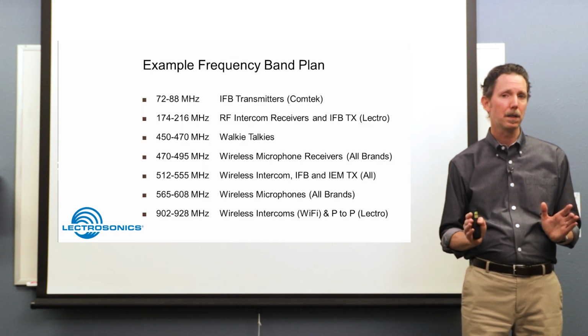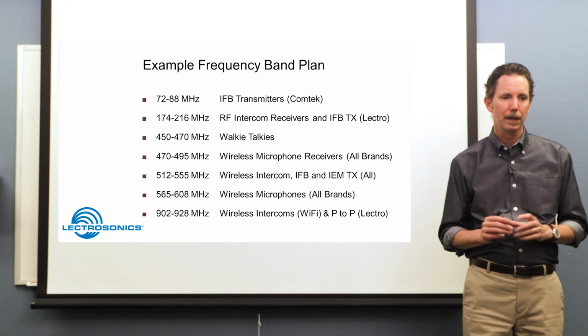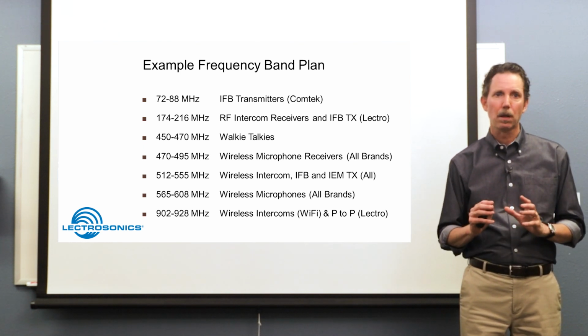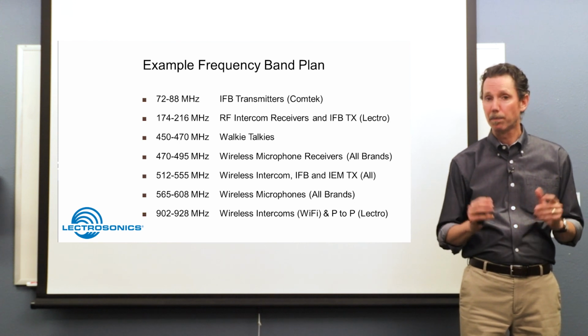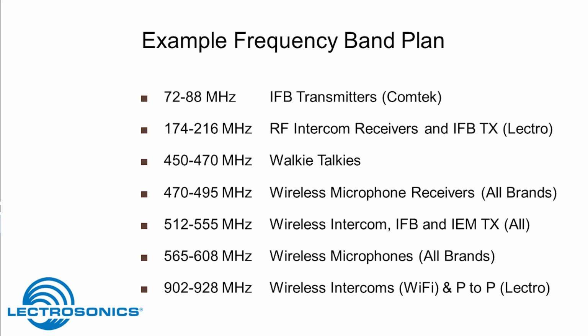Okay, so what I have here is an example frequency band plan for you to ponder. This is just an example. But it gives you a good idea how a professional event would be band planned between the different types of systems. So let's say you've got some IFB, that's one-way comm systems. It's sort of like an in-ear system, but a mono audio signal.